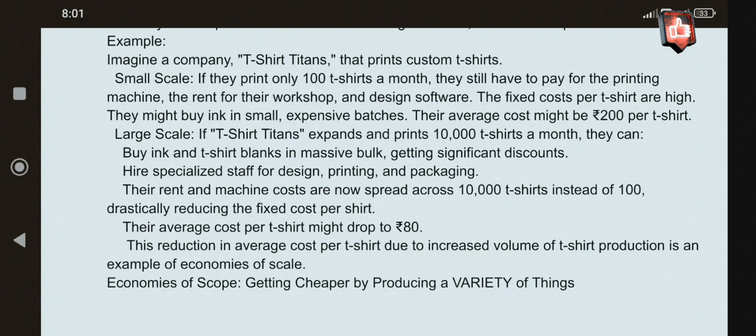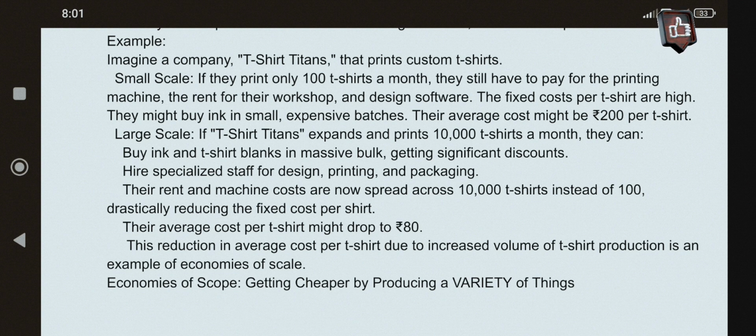Example: imagine a company, T-shirt Titans, that prints custom T-shirts. Small scale. If they print only 100 T-shirts a month, they still have to pay for the printing machine, the rent for their workshop, and design software. The fixed costs per T-shirt are high. They might buy ink in small, expensive batches. Their average cost might be 200 rupees per T-shirt.